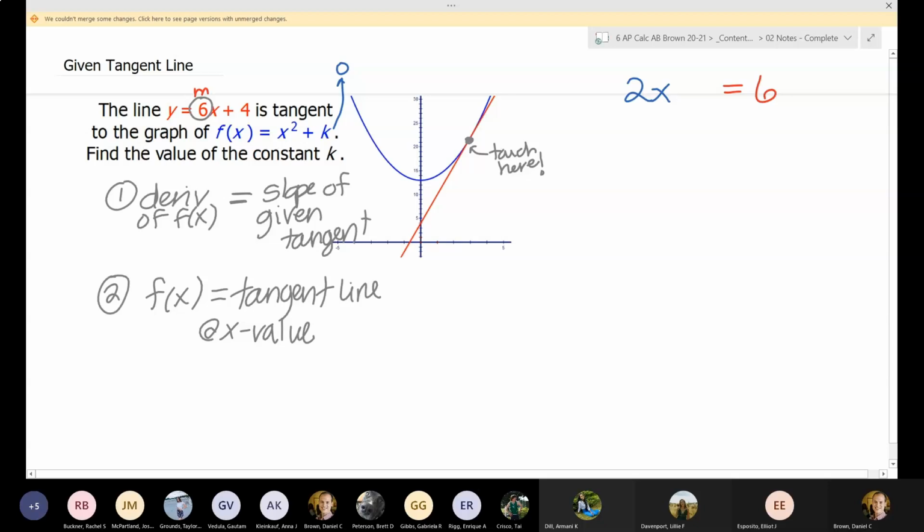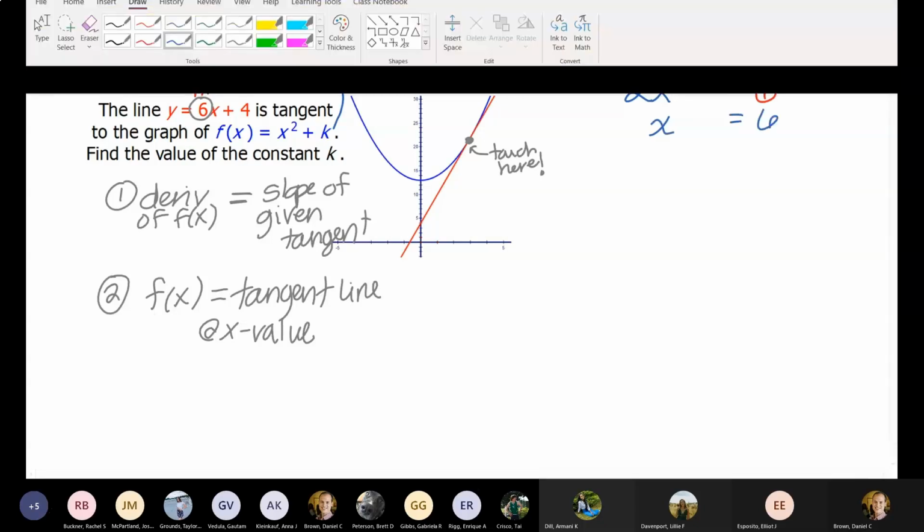I have the derivative is equal to the slope. Well, if 2x is equal to 6, where's this tangent line happening at? This tangent line is happening at, not 6, but this tangent line is happening at 3.